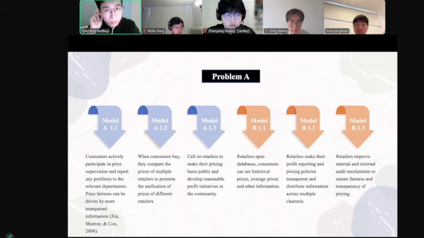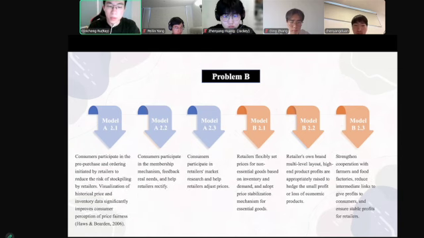Next. To solve problem B in Model A, to reduce the risk of retailer stockpiling, consumers can participate in pre-ordering and pulling orders initiated by retailers. Consumers can also participate in the membership mechanism and give feedback to help retailers improve. Market research is also a good way to help retailers adjust their prices.